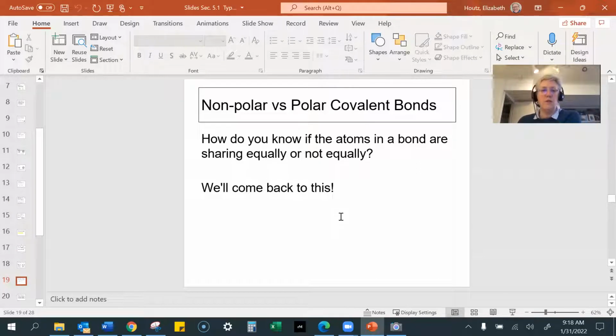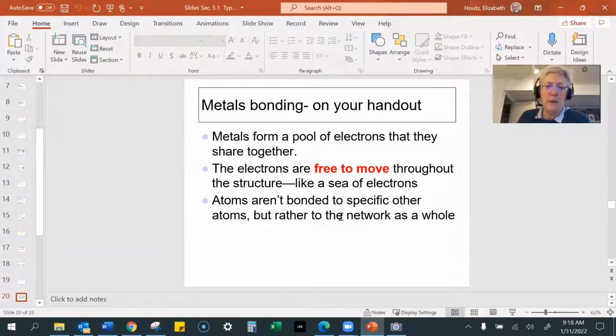Okay, so let's finish this up and talk about metal bonding. Metals is the last kind of bonding. This is all printed out on this handout, so either write it down or get the handout, okay? They form between metal atoms, so two metals, sodium and sodium, copper and copper, okay? The thing that's different is that the electrons move freely throughout the structure like a sea of electrons. They aren't bonded specifically to other atoms, but they kind of get shared in the piece of metal.